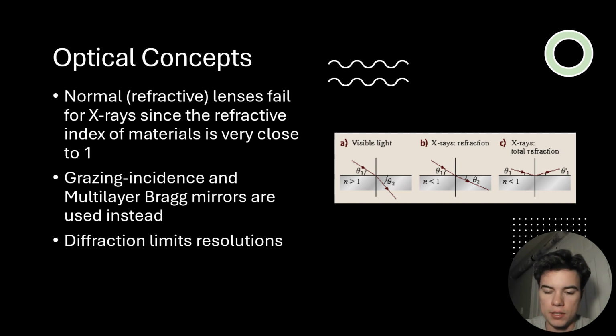So as you can see in this figure, there is a need for different technologies in order to create a focusing effect. And that's where grazing incidence and multilayer Bragg mirrors are used. A grazing incidence mirror will use the concept shown in part C, where the X-rays hit a surface at a very shallow angle and undergo total external reflection, while the multilayer Bragg mirrors are a stack of thin films to reflect specific X-ray wavelengths.